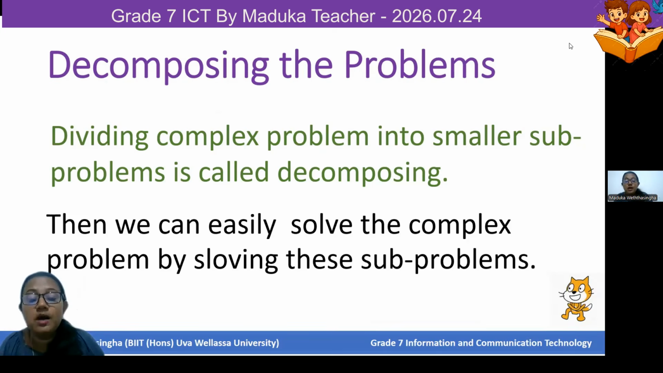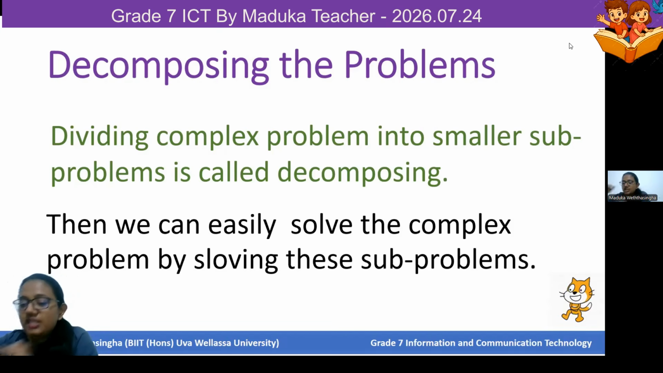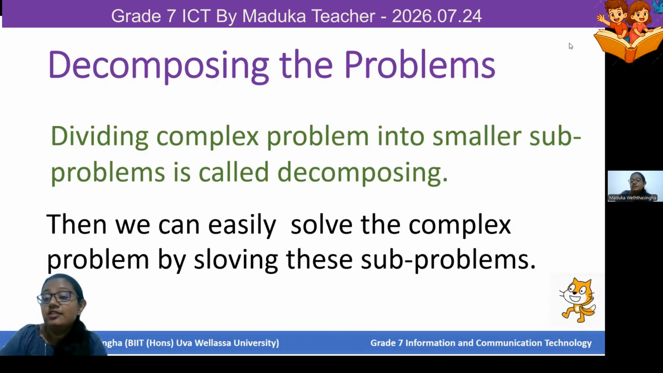We have a complex problem, and now we are going to separate it into smaller subproblems. First task is to boil the water. Second task is to collect all the ingredients we need to prepare a cup of tea. Likewise, we divide our complex problem into small sub-problems. That is called decomposing. Then we can easily solve the complex problem by solving sub-problems.